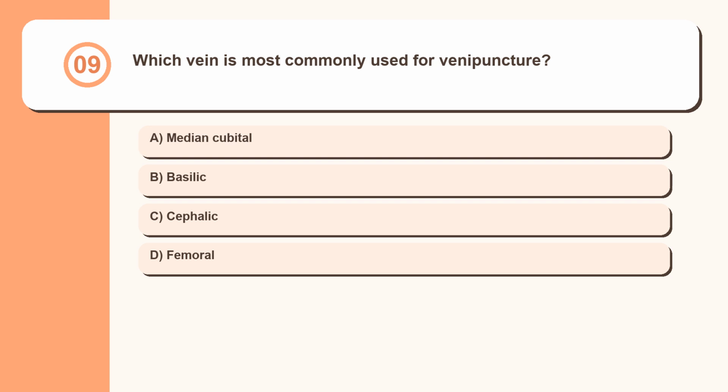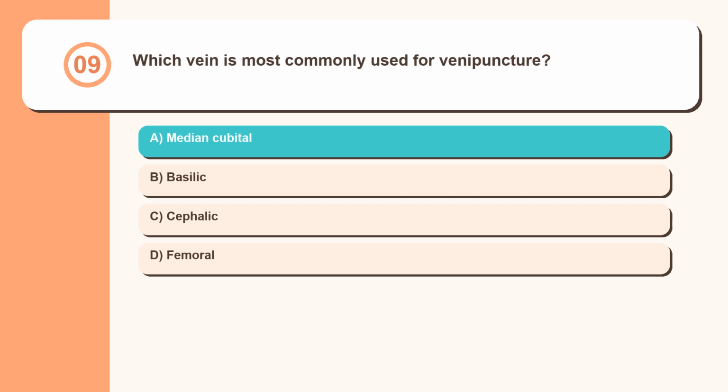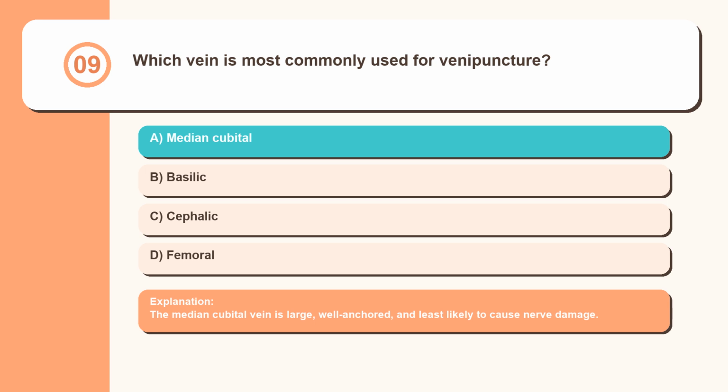Question 9. Which vein is most commonly used for venipuncture? Median cubital, basilic, cephalic, femoral. The median cubital vein is large, well anchored, and least likely to cause nerve damage.